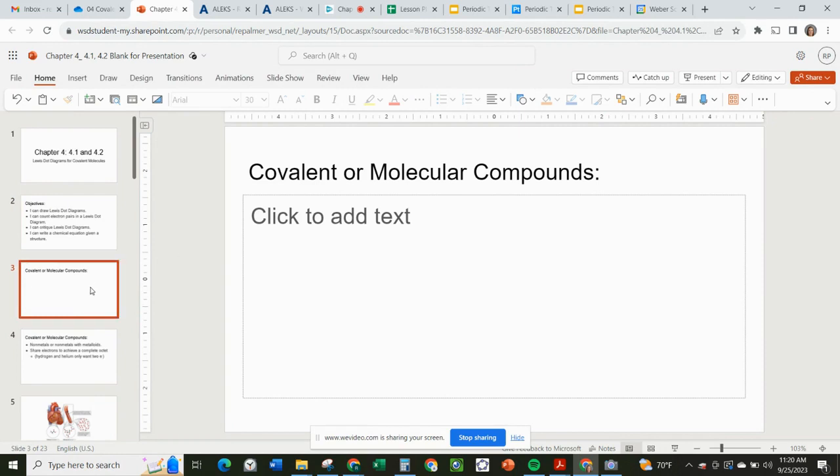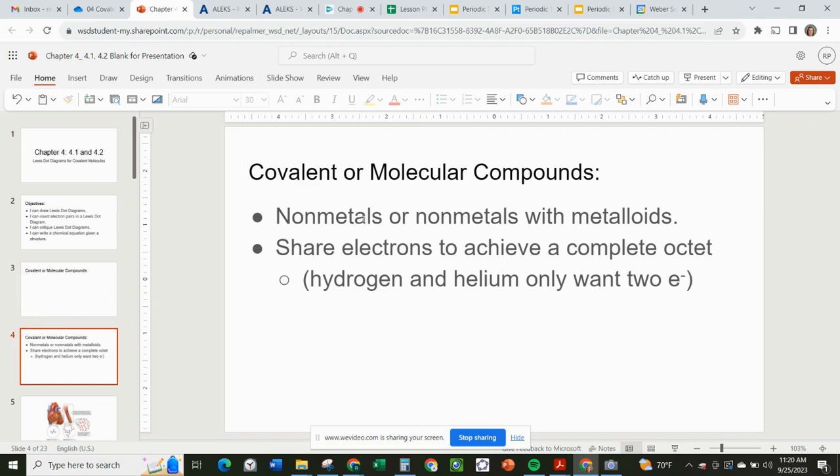Okay, so when we're looking at a covalent compound, or we can also call that a molecular compound, the elements in those compounds are only nonmetals. So nonmetals bond with nonmetals, or nonmetals can bond with metalloids. Sometimes that exception comes up in Alex. But most of the time it's just nonmetals and nonmetals. And these elements share electrons to achieve a complete octet. And remember, hydrogen and helium only want 2 electrons, so those are exceptions to our octet rule. Everything else would like to have a full 8 electrons in their valence shells.